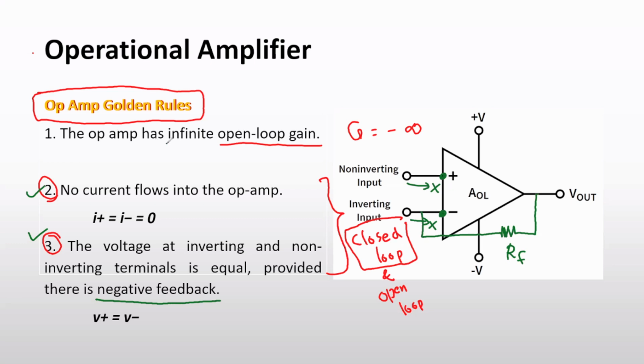Infinite gain, no current flows into the op amp, and the voltage at the inverting and non-inverting terminals is equal. In that case you should know there must be a negative feedback. These are the three key points that you should know. These are considered the op amp's golden rules. Okay.